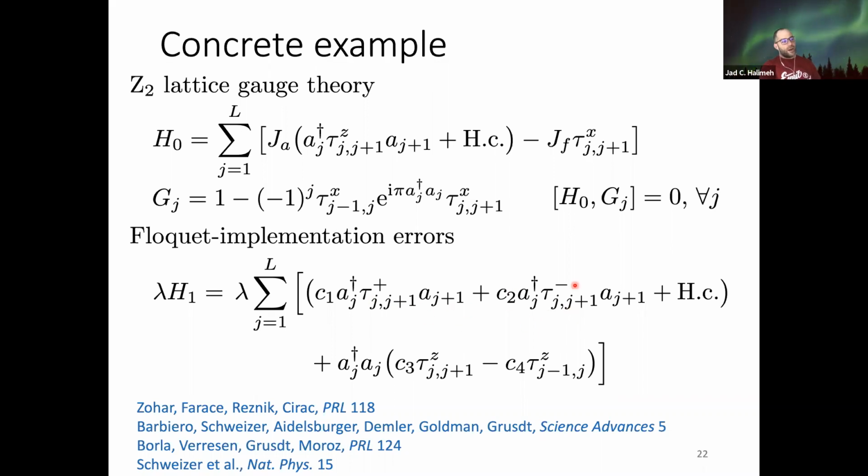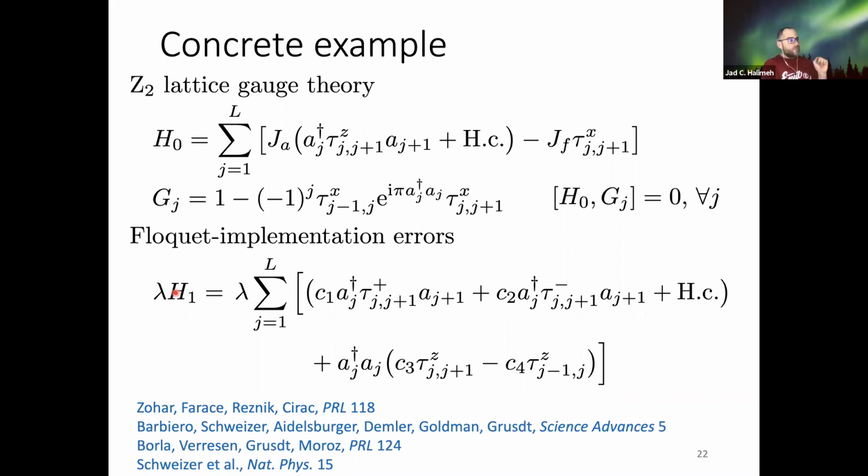So these errors are local gauge violating errors that basically will drive your dynamics out of the G_j equals 0 sector. So what I'm going to do now is I'm going to choose an initial state in the Gauss's law sector, and I'm going to quench it only with H0 plus lambda H1. I'm not doing any protection. So now we forget about protection.